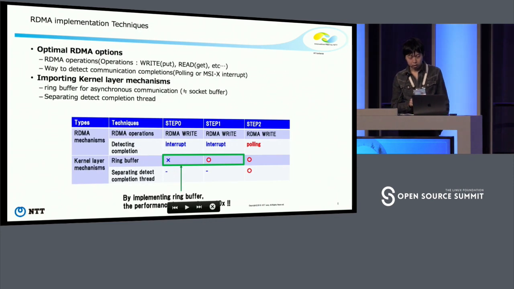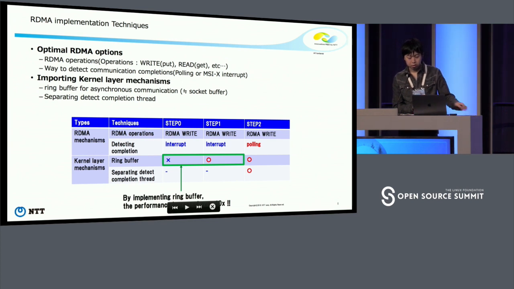And in addition to RDMA's memory copy reduction, RDMA implementation techniques are very important for achieving high performance. This table shows four representative implementation techniques in this work and the implementation status of each step. Step 0 is my first implementation, and step 2 is my latest implementation. The first technique, RDMA operation, means which RDMA operation to use, RDMA write or RDMA read. In this work, I used RDMA write only, so all steps use RDMA write.